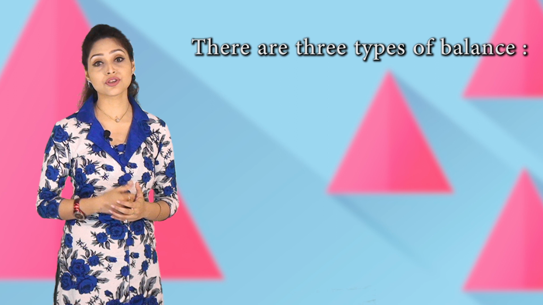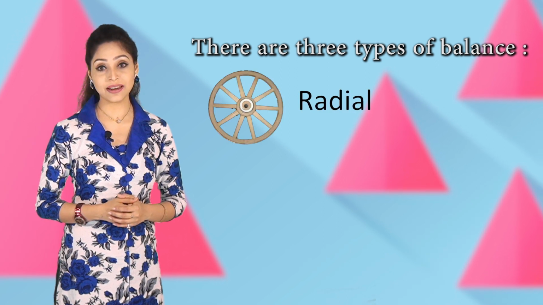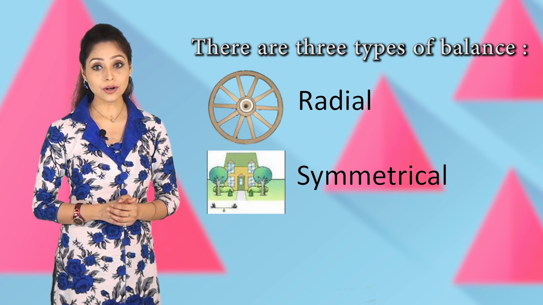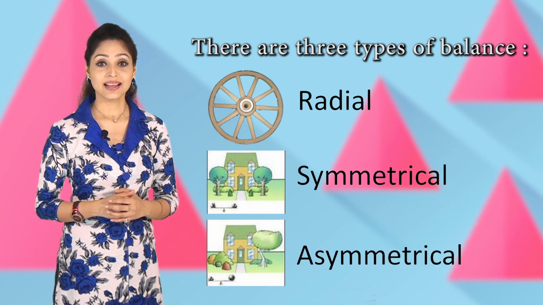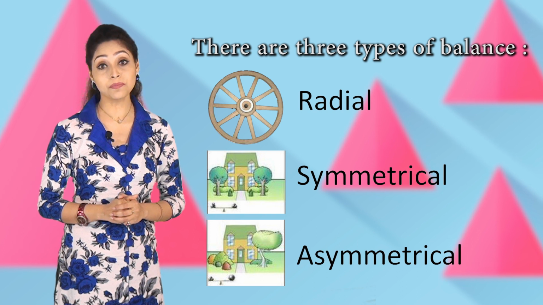Balance. Let's take an example of balance from everyday life, like riding a bicycle. It is used for controlling gravity. Graphic designers apply the same principle to control the visual gravity or visual weight of various components in a composition or a design. The principle of balance provides visual stability to design. There are three types of balance. Number 1, radial balance. Number 2, symmetrical or formal balance. Number 3, asymmetrical or informal balance.